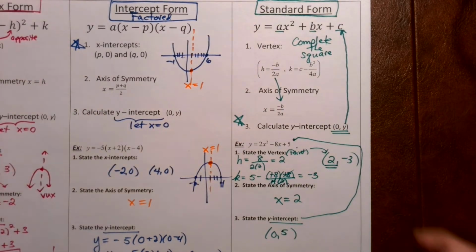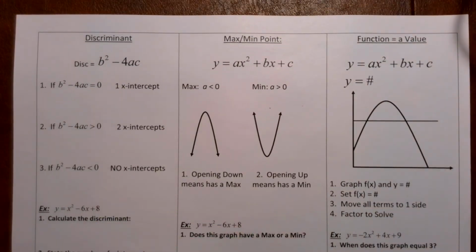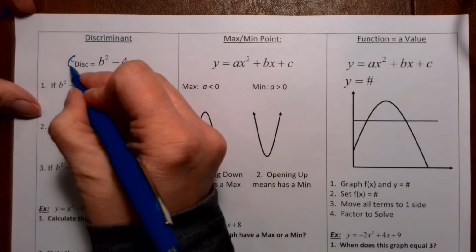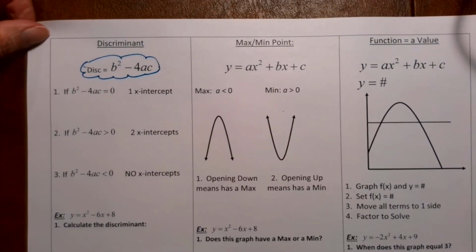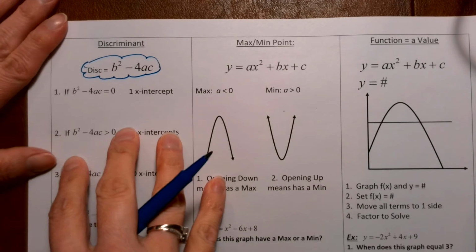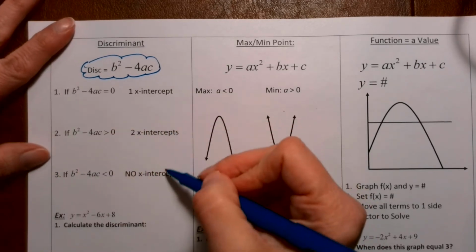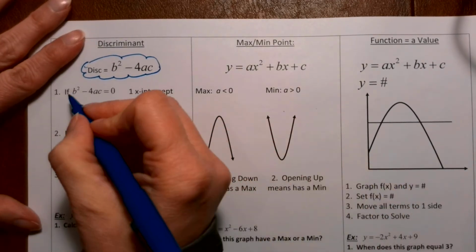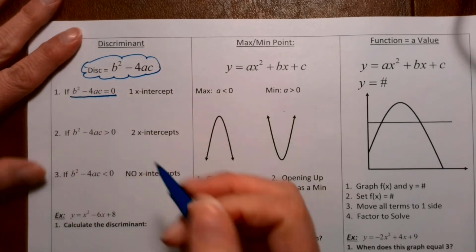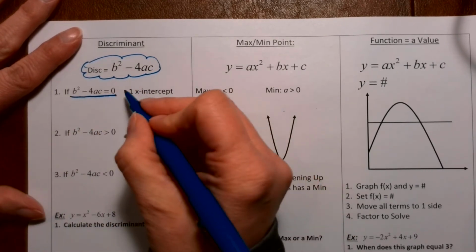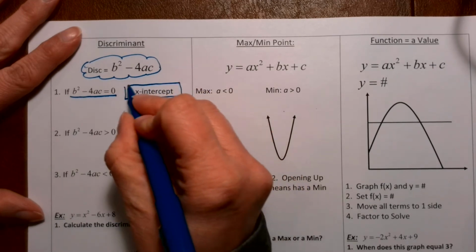Go ahead and turn to the second page for some other things we studied with quadratics. The first one is the discriminant. The discriminant is b squared minus 4ac. That's the formula for it. And what does this help us do? It helps us determine how many intercepts there are. For example, if b squared minus 4ac is equal to 0, that means that there's only one x-intercept.